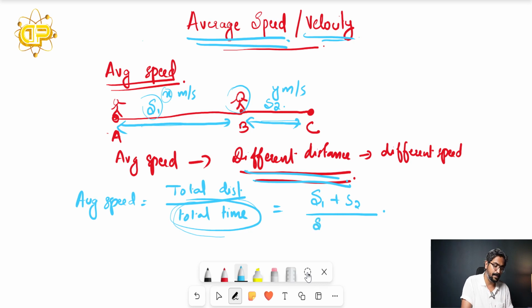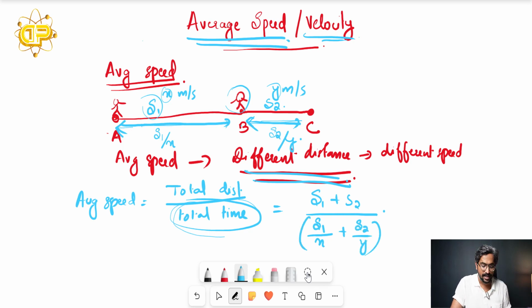First, the time taken by the person to cover A to B will be what? Distance by the velocity, S1 by x. And the person covers B to C in time, the distance covered from B to C is S2, by what is the velocity? It is y, right? So you can say it is S1 by x plus S2 by y. This is the equation. So the average speed is S1 plus S2 divided by S1 by x plus S2 by y.